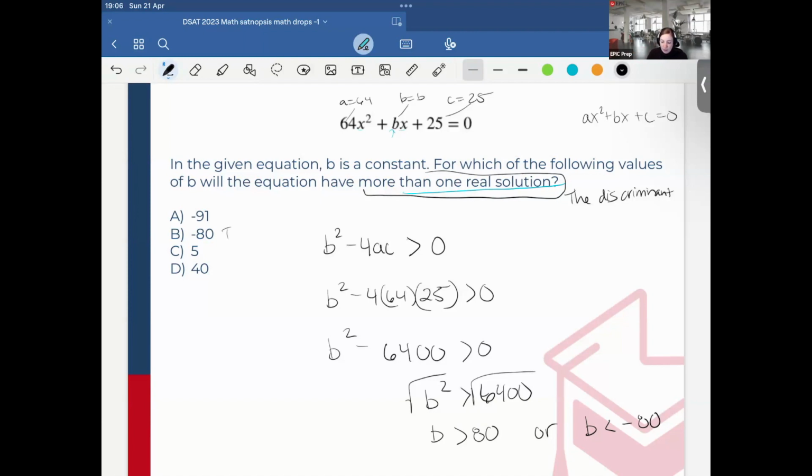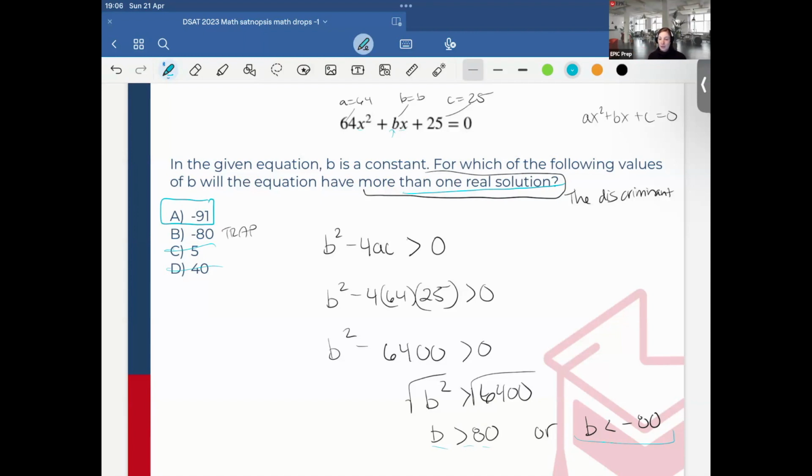So this is definitely a trap. And this b is greater than 80. Well, this isn't greater than 80. This isn't greater than 80. b has to be less than negative 80. So it needs to be negative 91, because that is less than negative 80.